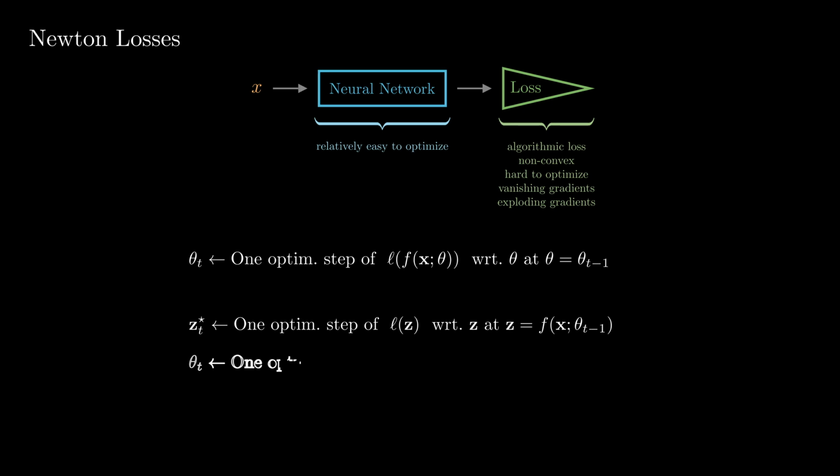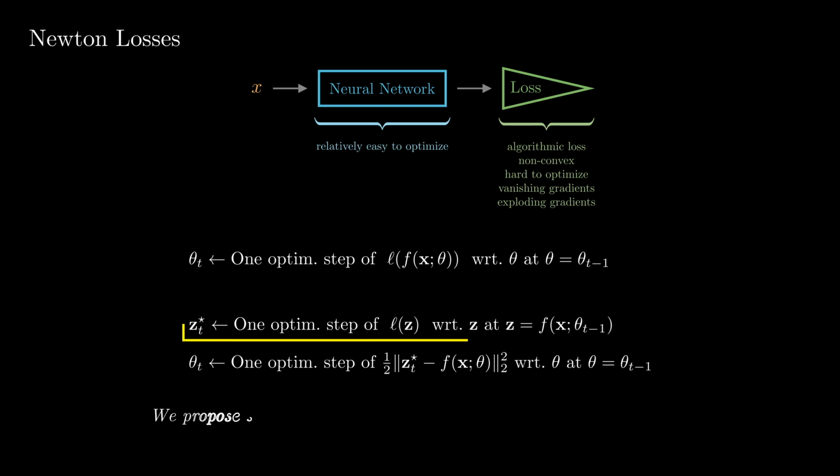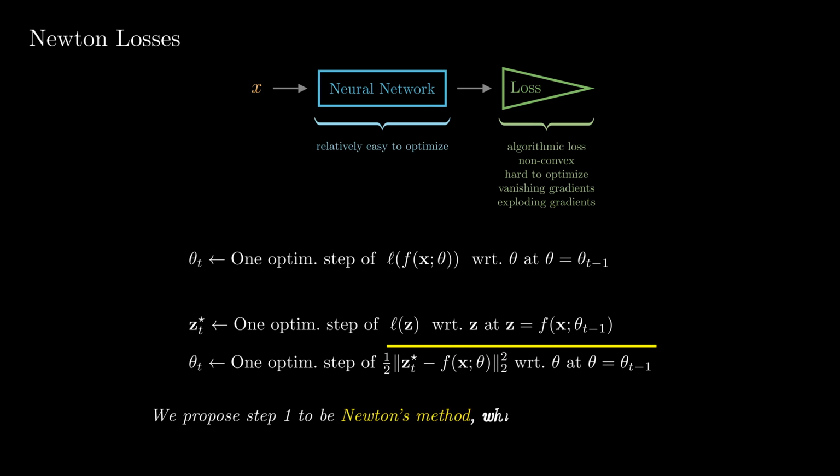Then, we use a squared loss to optimize the neural network to minimize the distance between the currently predicted output and our proxy goal Z star, as evaluating the loss is usually cheap, and even second-order optimization on the loss is still cheap and becomes only expensive when second-order optimization would be applied to a neural network. We propose step 1 to be Newton's method, while step 2 remains stochastic gradient descent.